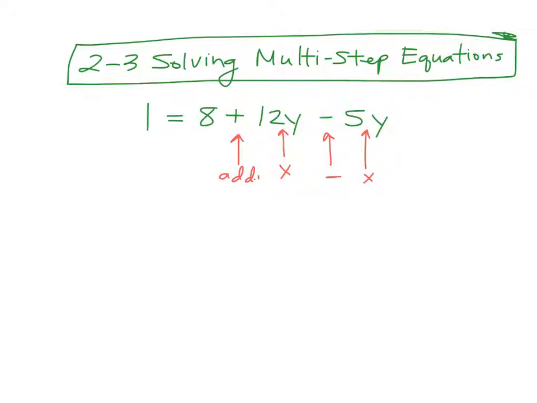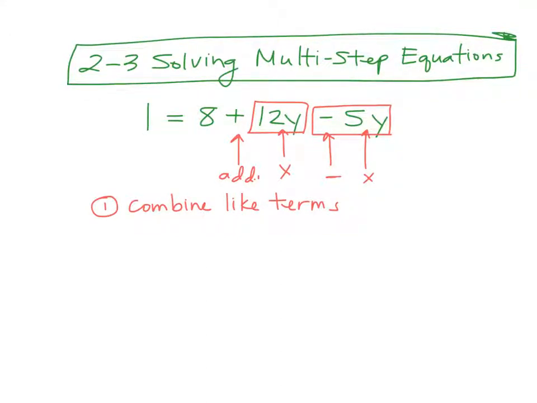Does anyone know what your first step would be in this problem? Not multiplication. Casey. Right. First thing you want to do is you want to combine like terms. Okay, so like in this problem, we have a 12y and a negative 5y. You want to put those together, and then from there, it's a 2-step equation.